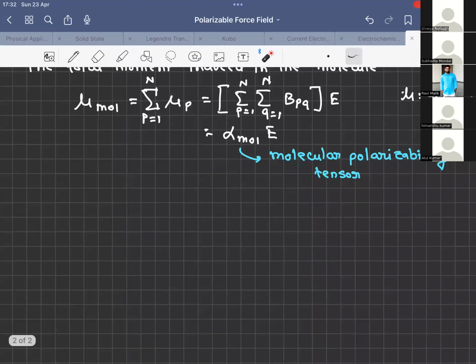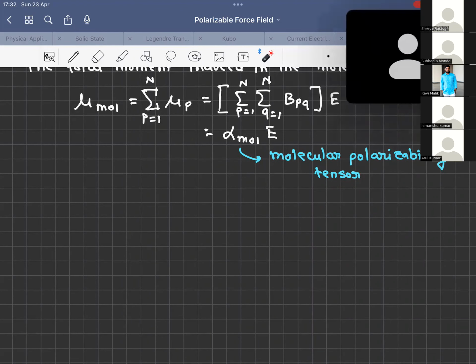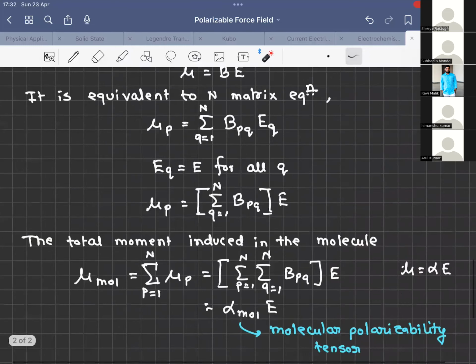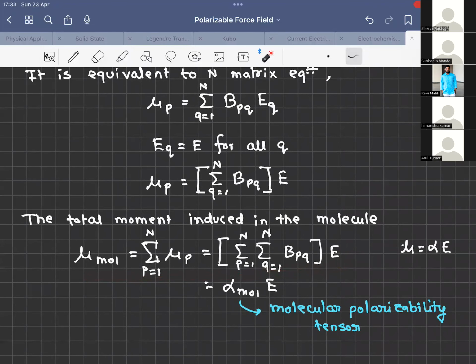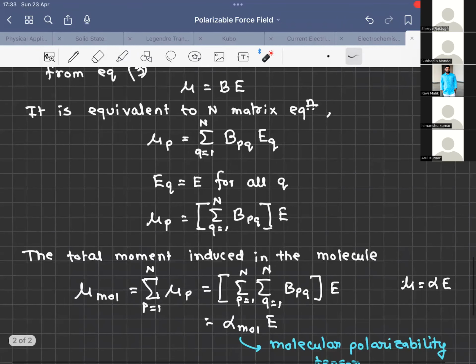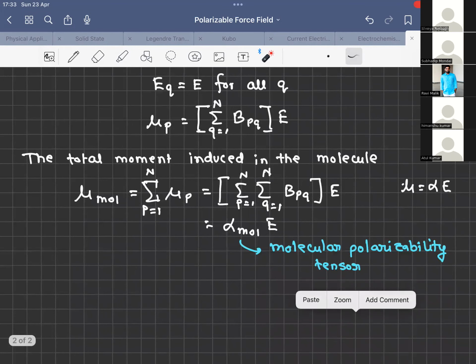But here, Subhajit, sorry for the interruption. So in the equation mu P, when mu P equal to sum over Q equal to 1 to n of B PQ and EQ, right? Then you are writing EQ equal to E for all Q. Okay, so this assumes that the electric field is uniform for every Q. Okay, that's fine. So by diagonalizing this alpha molecular, you can get these three components of molecular polarizability.